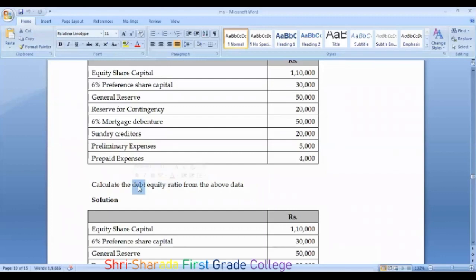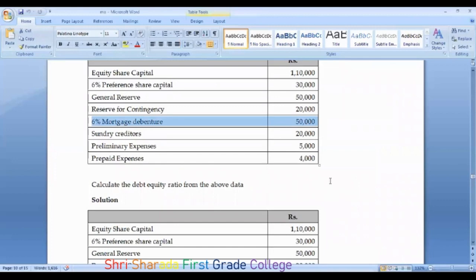Which will be divided by all the equity. Clear? All the equity, or all the shareholders' fund except the miscellaneous expenses as well as the losses. So this you have to find out. Now, what is the debt? So, 6% mortgage debenture. This 50,000 is the debt.